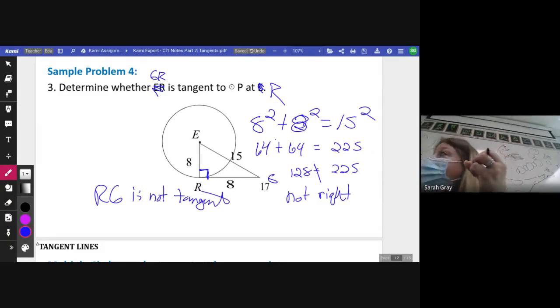So that's how you do those type of problems. If you're trying to make sure it's tangent, check Pythagorean theorem to make sure it's a 90-degree angle. Okay. Questions there?